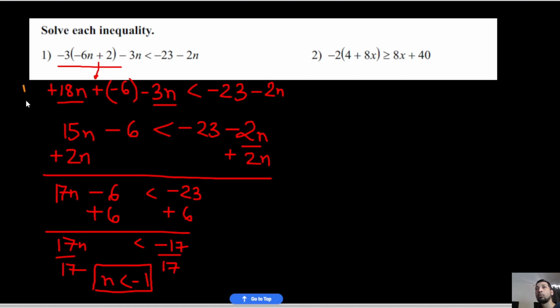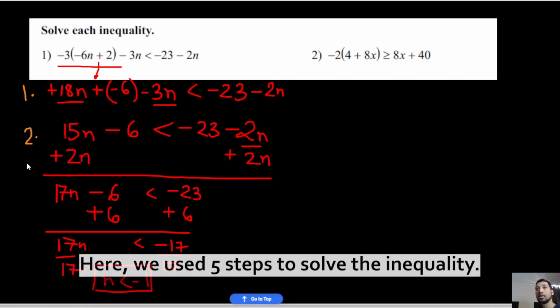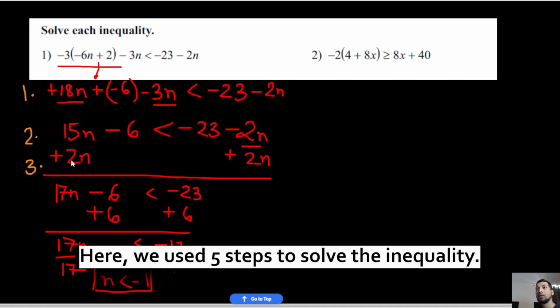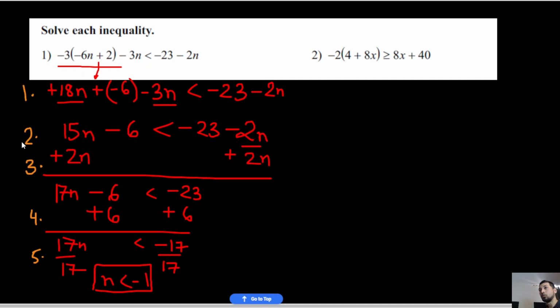Now you can see that we have one step here. We have this second step here, combining the like terms. We have this third step right here, adding 2n. Then we added 6. It's a fourth step, and then we divided both sides by 17. So this is a 5-step problem. Now let's look at number 2.